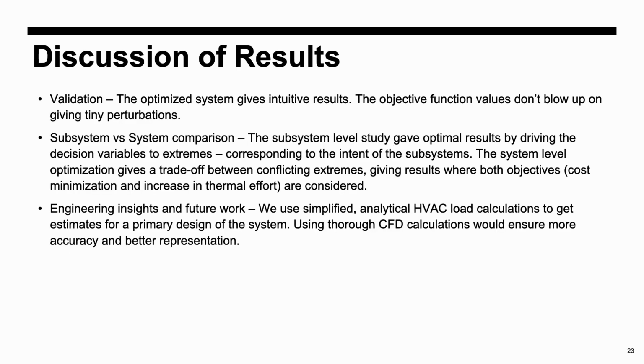Through sensitivity analysis, we can see that the objective function values don't blow up on giving tiny perturbations. This whole system-level optimization gives us a trade-off between two conflicting extremes: cost minimization and increase in thermal comfort. For future work, we would like to use thorough CFD calculations and feed that data into maybe an AI model and use that AI model inside of our subsystem to give more accuracy and better representation.